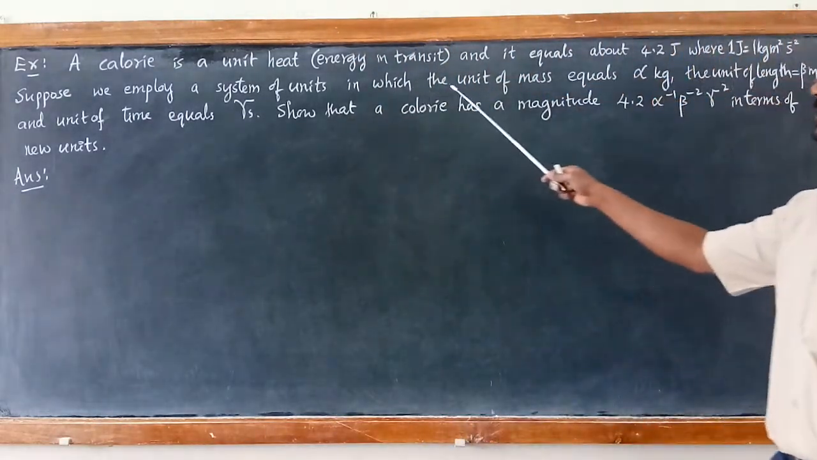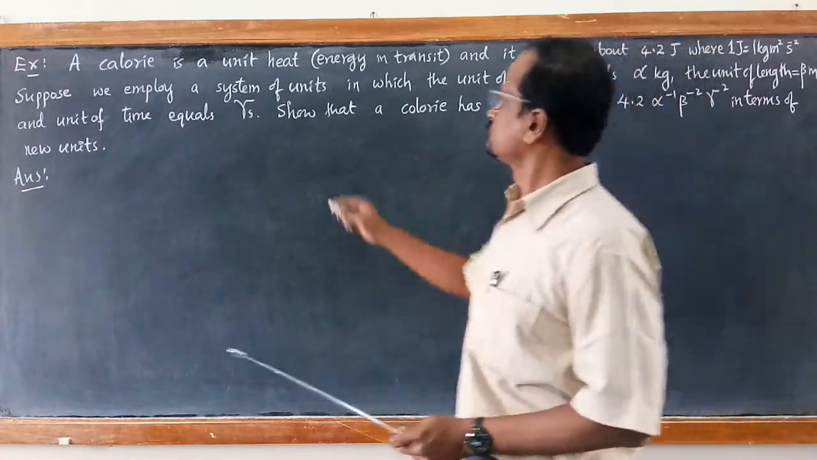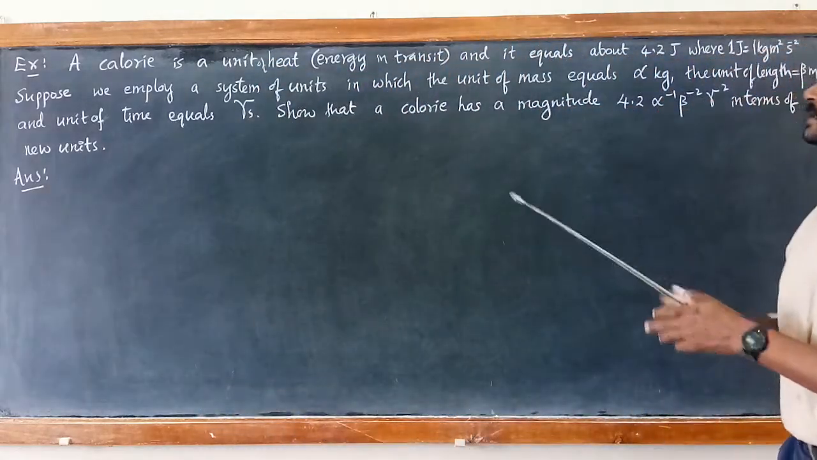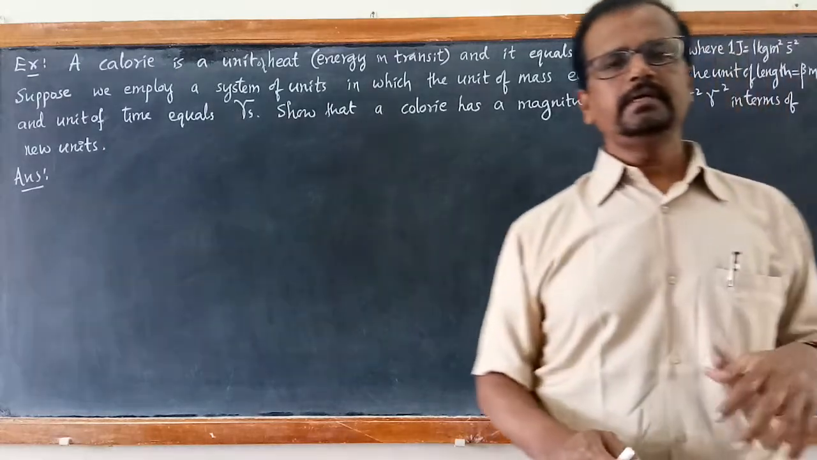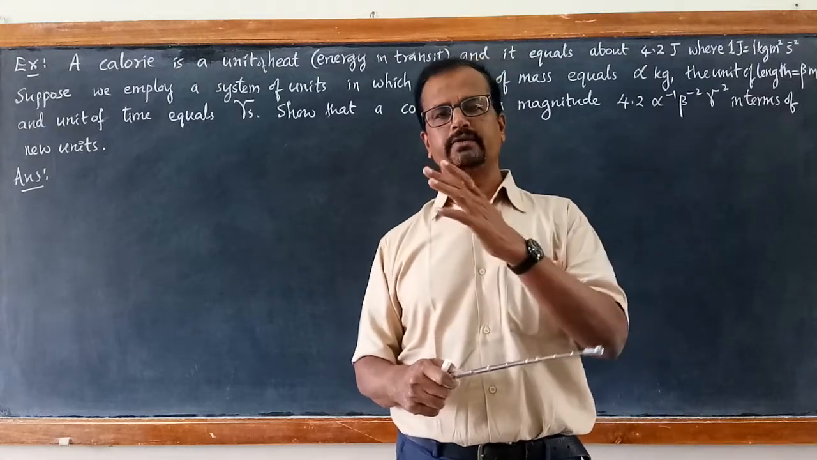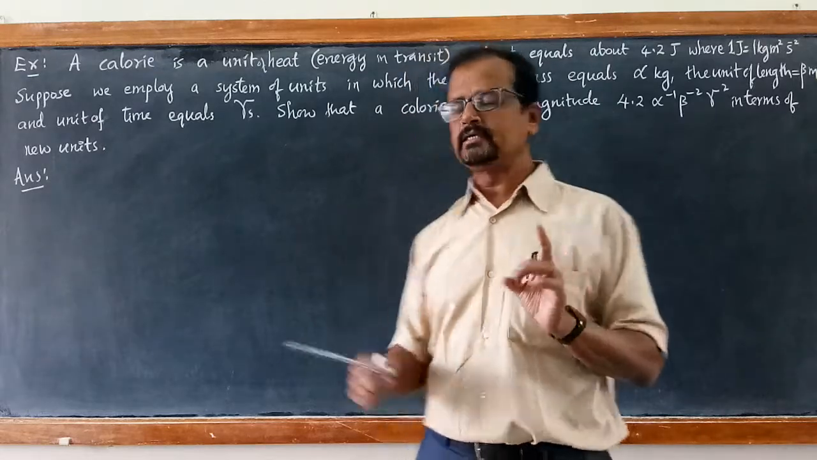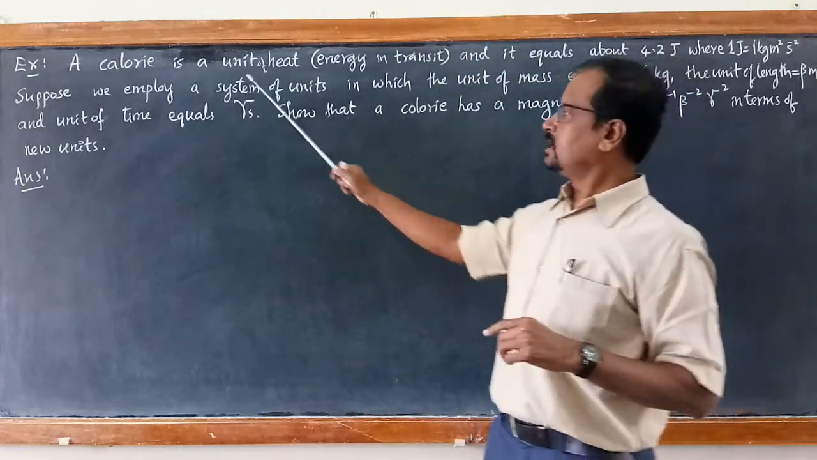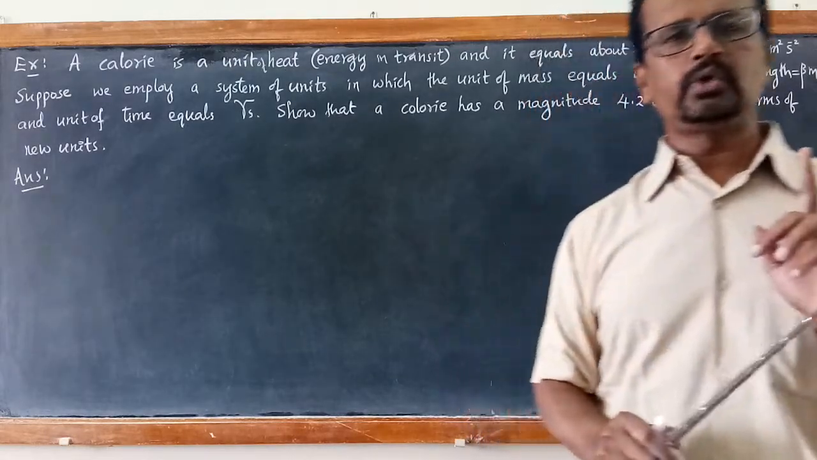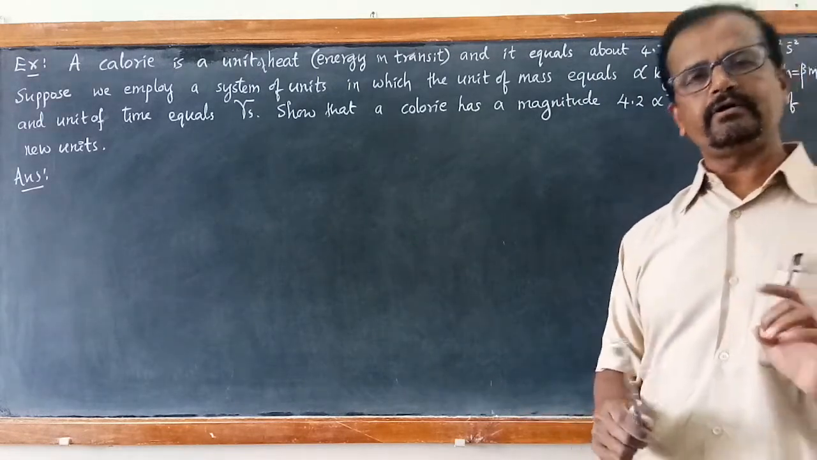A calorie is a unit of heat, that is energy in transit. Heat means what? The energy that is transferred from hot body to the cold surroundings is called heat. So that is called energy in transit. A calorie is a unit of heat and it equals 4.2 joules of energy, where joule is the SI unit of energy.